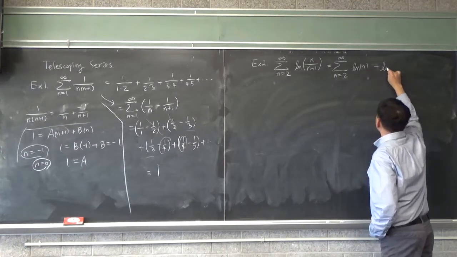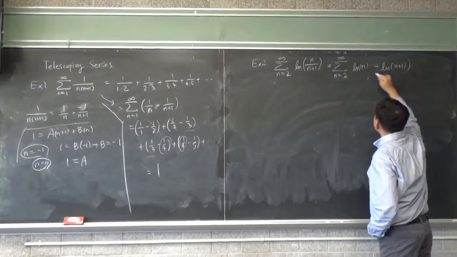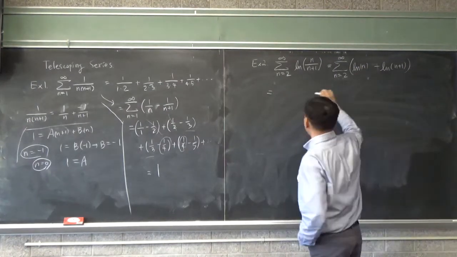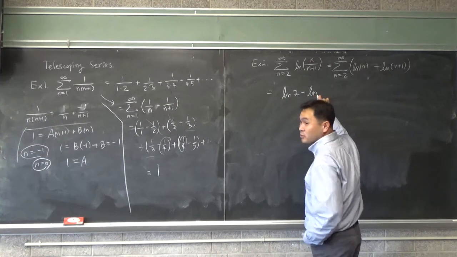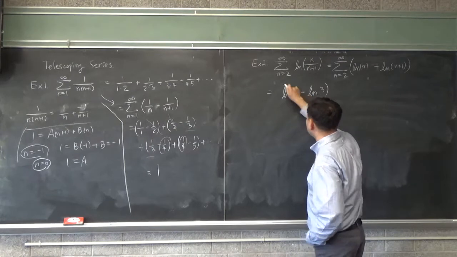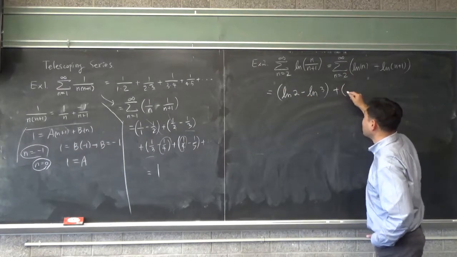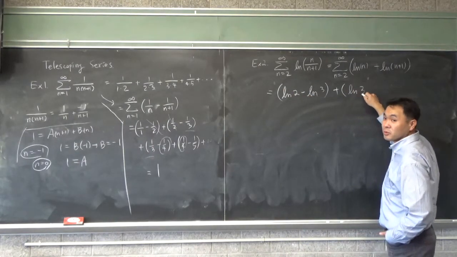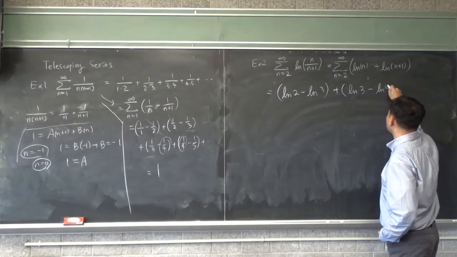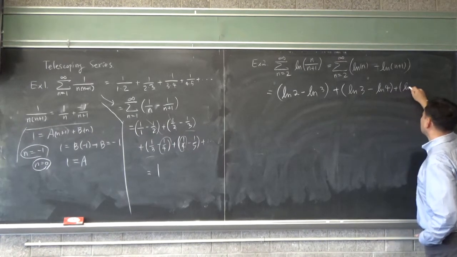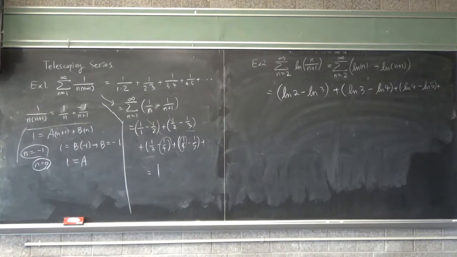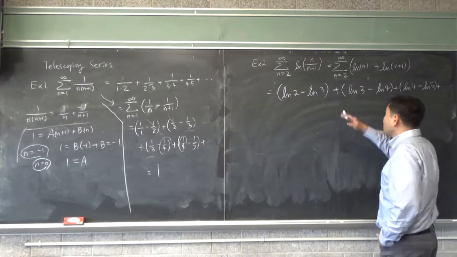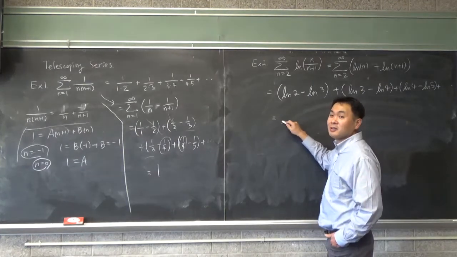And then minus ln of n plus 1. And now let's try to write it out and see what happens. You have ln of 2 minus ln of 3, right? Minus, actually plus, ln of 3 minus ln of 4 plus ln of 4 minus ln of 5, and so on, right? Okay, so what do you see now? All that's left is ln of 2. Everything cancels and your answer should be ln of 2.